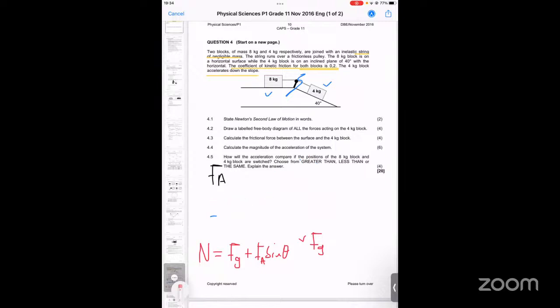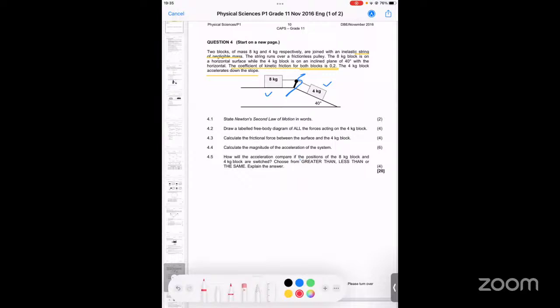But did you see a labeled free body diagram on this specific question in terms of how we do it? Do you understand the labeled free body diagram for this specific question? Yes, sir. For the 4 kg block, sir. Yes, sir.